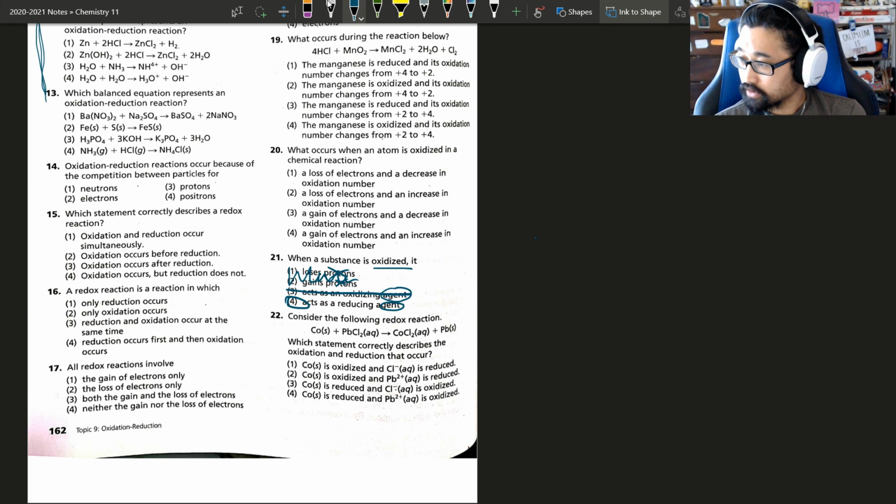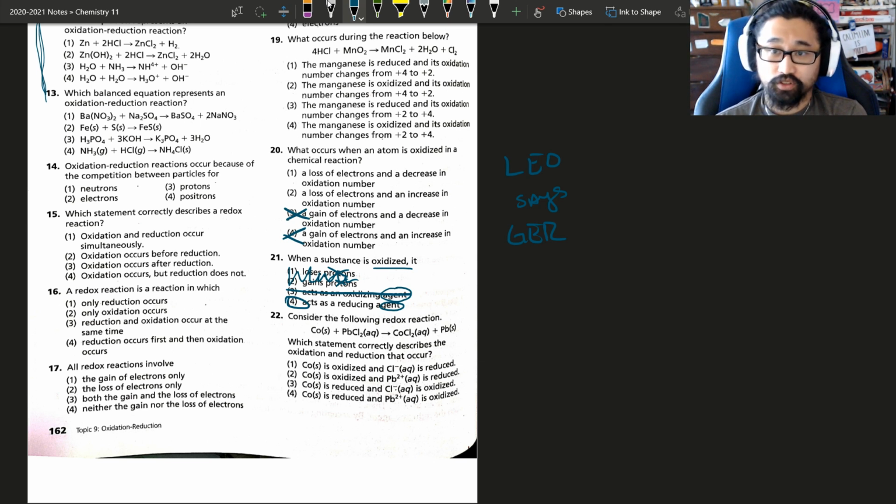Alright, what occurs when an atom is oxidized in a chemical reaction? Alright, oxidation. This was... Alright, relax. This was Leo says Ger, right? Leo means you lose electrons. Okay, so 3 and 4 are out. It's oxidation. Oxidation number is the charge. It will go up because we're losing electrons.